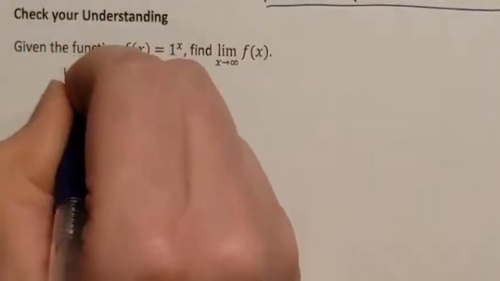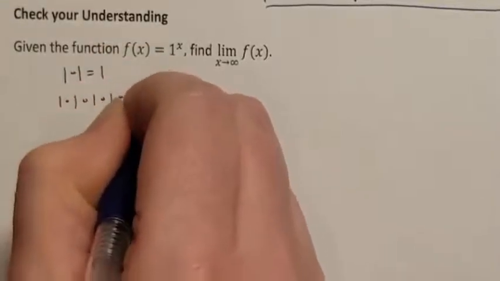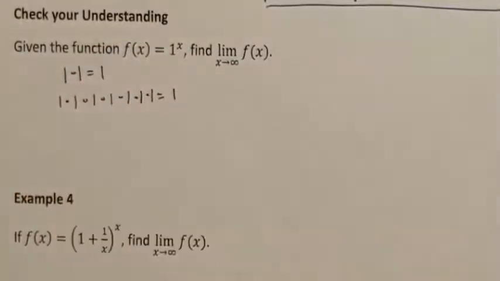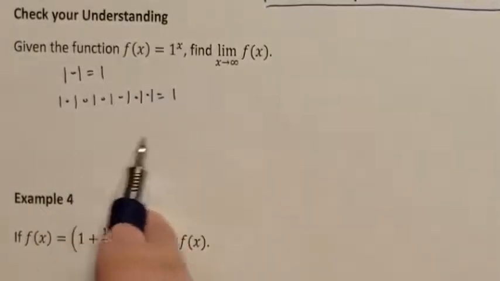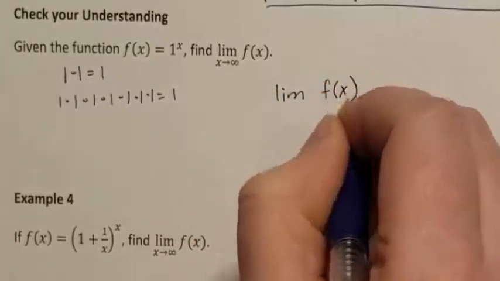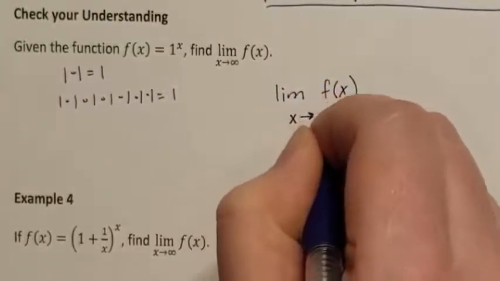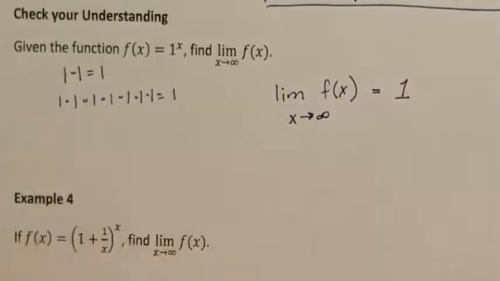Like 1 times 1 is still 1. 1 times 1 times 1 times 1 times 1 times 1 times 1 is still 1. No matter how many times you multiply together, you're still going to get 1. So the limit of f of x as x approaches infinity, your answer is just going to be 1.